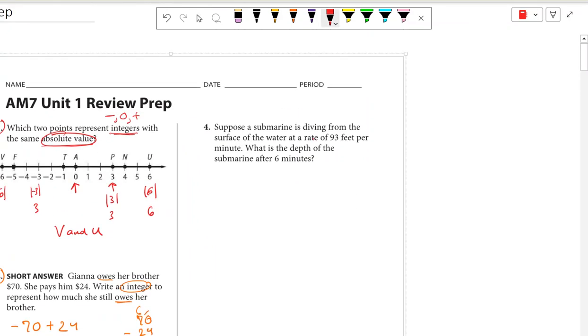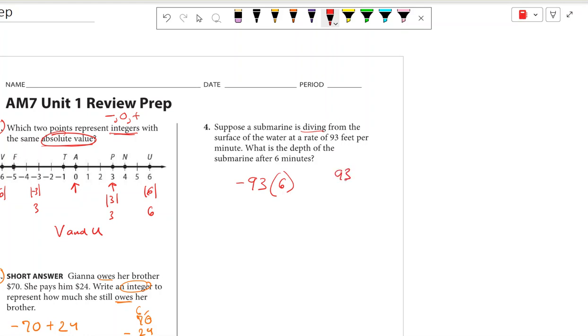Suppose a submarine is diving, which would be negative, from the surface of the water going down at a rate of 93 feet per minute. What is the depth of the submarine after 6 minutes? So we want to use multiplication here, but we also want to pay attention to the submarine going down. So since it's going down at that rate, it's going to be negative 93 times 6, because it's 6 minutes.